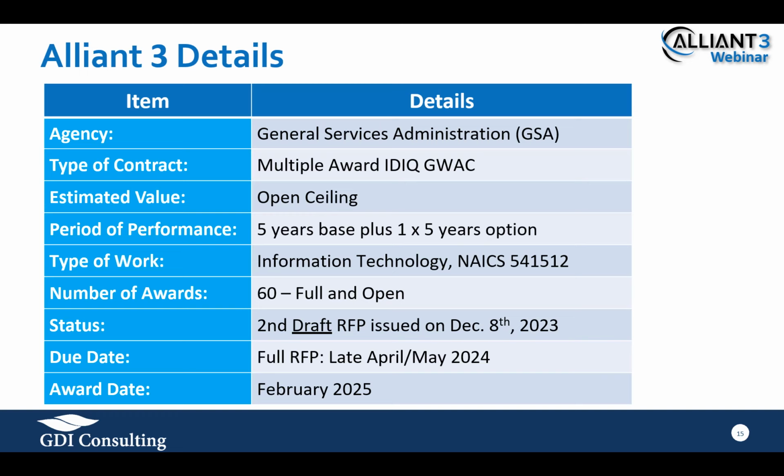Type of work is obviously information technology, NAICS 541512. Number of awards 60. This is full and open, so it's not set aside for any small business, but as we will see in the scoring part when I explain it, you'll see that they have put in some facilities for small businesses so that they can actually compete against larger businesses with the latest iterations.